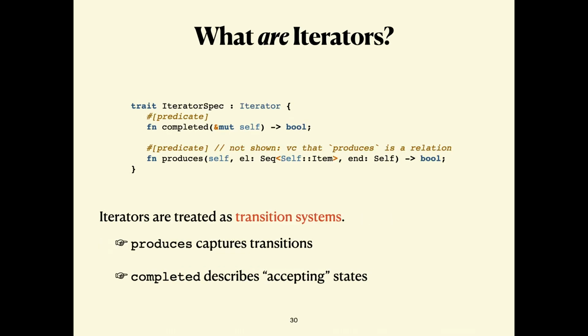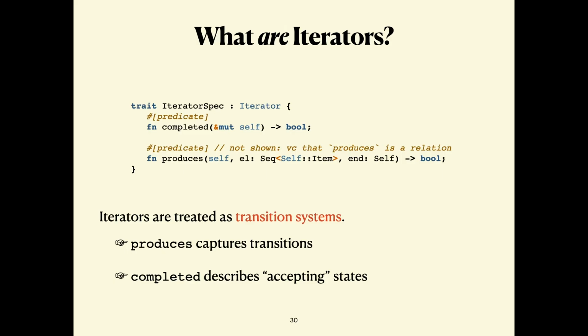And so in Creusot, we ended up adding support for traits a long time ago. And in particular with traits, we can have these predicate clauses. These are clauses that we can use in a trait that will allow us to define Creusot specifications for individual things. For an iterator, for example, we have two predicates that describe an iterator, and we sort of treat it as a transition system.